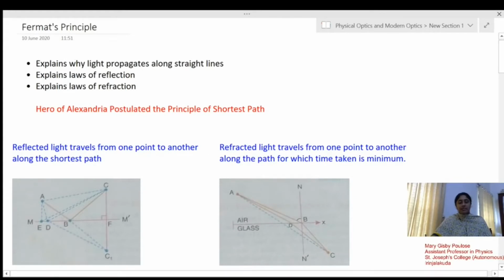So when light from point A refracts through this glass surface and moves to the point C, it will undergo bending. It will not follow a straight line path. So naturally we can assume that it will not be through the path A, D, C. And then depending upon the refractive index of the entering medium, light will bend. And light will choose that path in the second medium for which time taken is minimum. We shall derive it in the following classes.